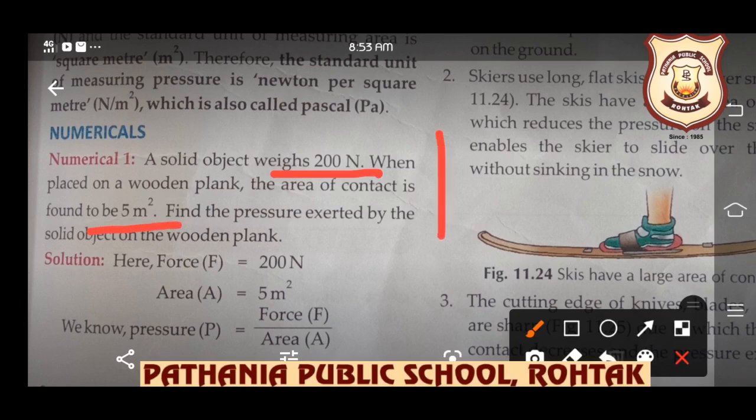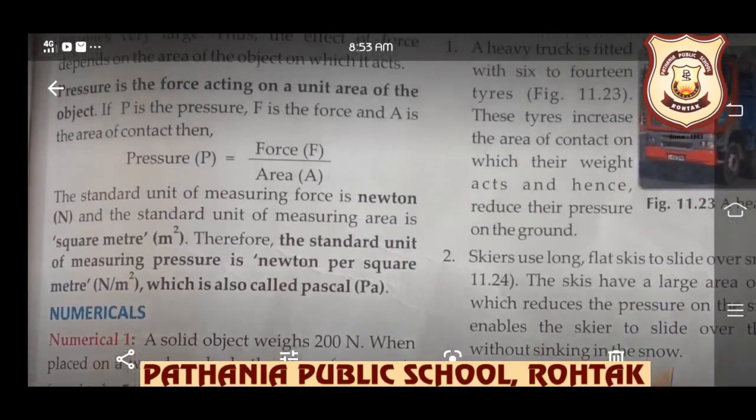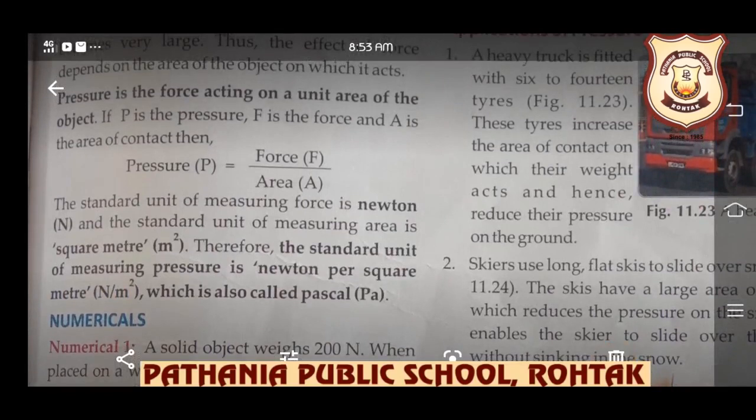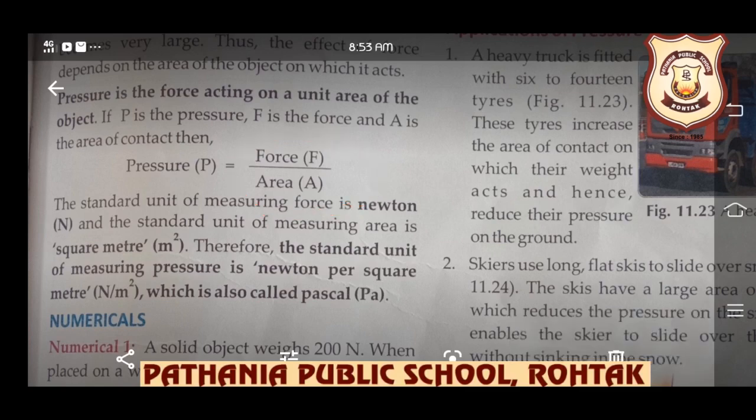Now we are moving to the numerical. See beta, listen very carefully. First of all, the things that I am underlining are very important. In this numerical, the above formula will be used. Which formula will be used? This formula is going to be used. Okay.